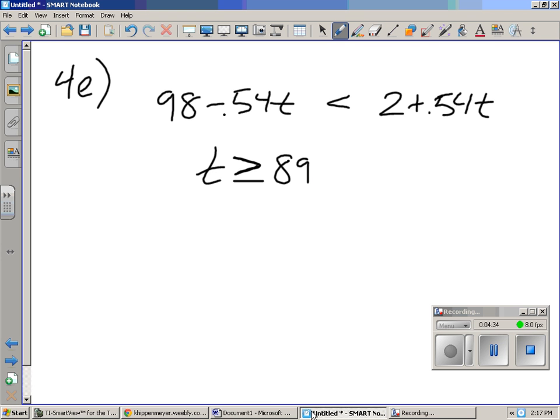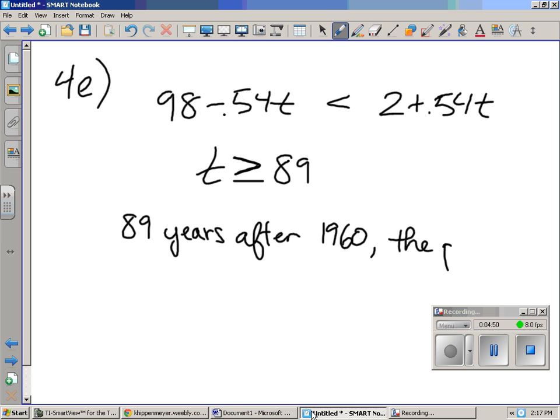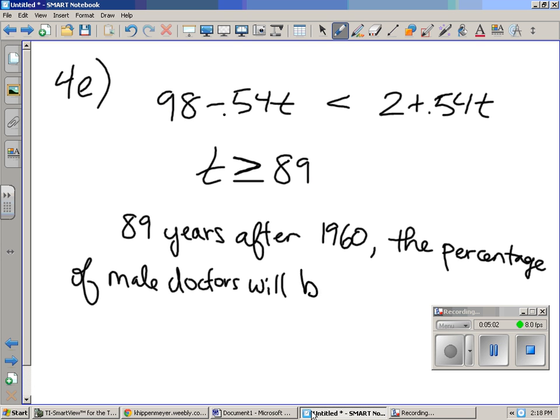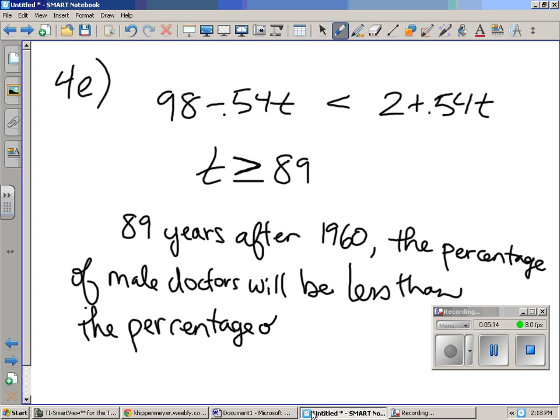So for our sentence, let's just say that 89 years after 1960, the percentage of male doctors will be less than the percentage of female doctors.